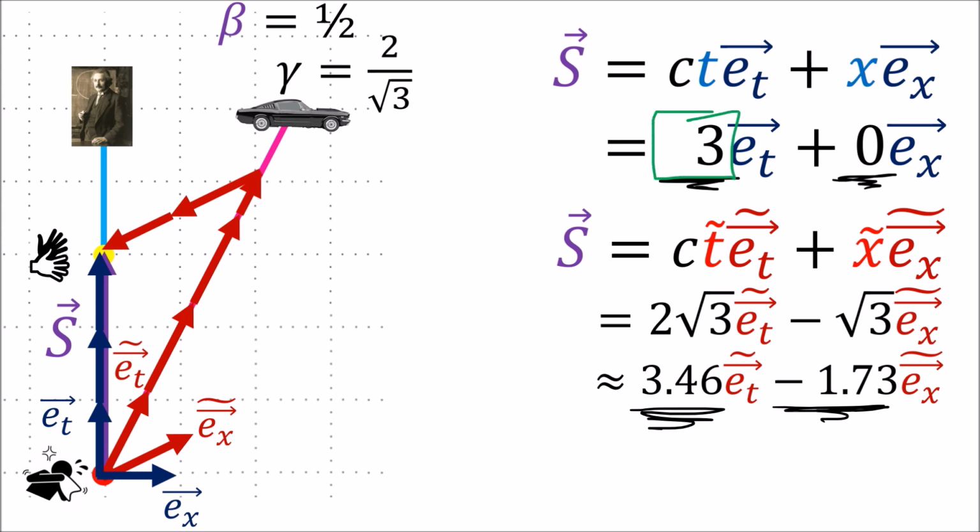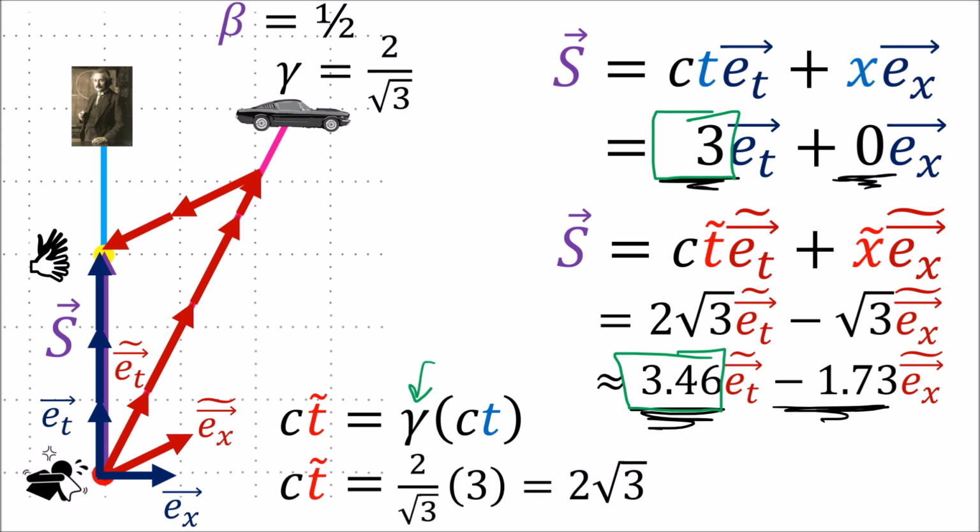Einstein thinks they are 3 time units apart, and the car thinks that they are 3.46 time units apart. And the reason that Einstein measures 3 and the car measures 3.46 is because of the gamma factor. If we multiply Einstein's time measurement by the gamma factor, we get the car's time measurement, 2 times the square root of 3. So we have confirmed that the time measurements are in fact different for different reference frames.